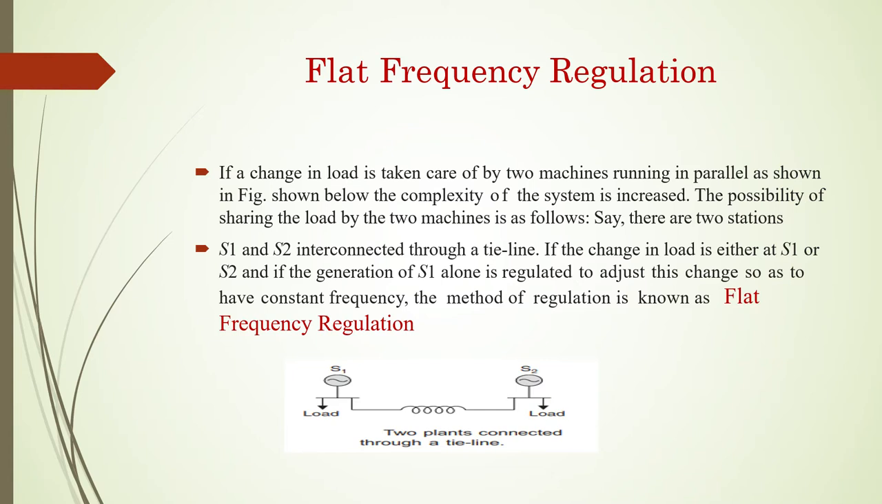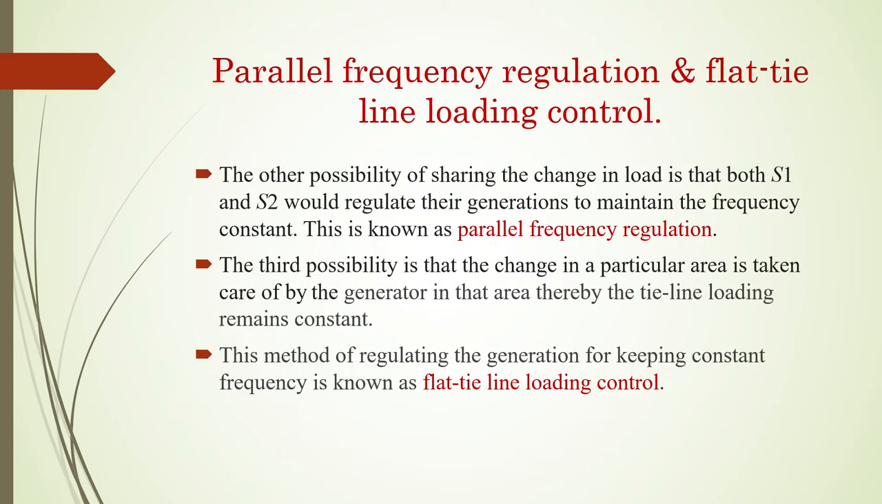S1 and S2 are connected through a tie line. If the change in load is either at S1 or S2, and if the generation of S1 alone is regulated to adjust this change to make the frequency constant, then this method of regulation is known as flat frequency regulation. Okay, what is flat frequency regulation? We are changing only the generation of S1 to make the frequency constant if there is a change in load either in S1 or S2. Then it is called flat frequency regulation.